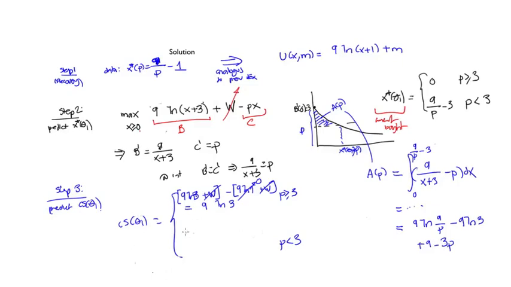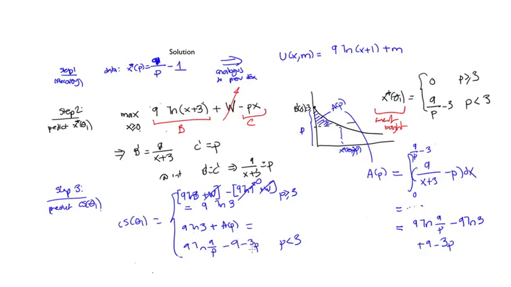Is the surplus from the first 3 units, which is 9 log of 3, plus this area of p that we just computed. And if you do the algebra, this term and that term cancel, so you will just get the expression 9 logarithm of 9 divided by p minus 9 minus 3p.